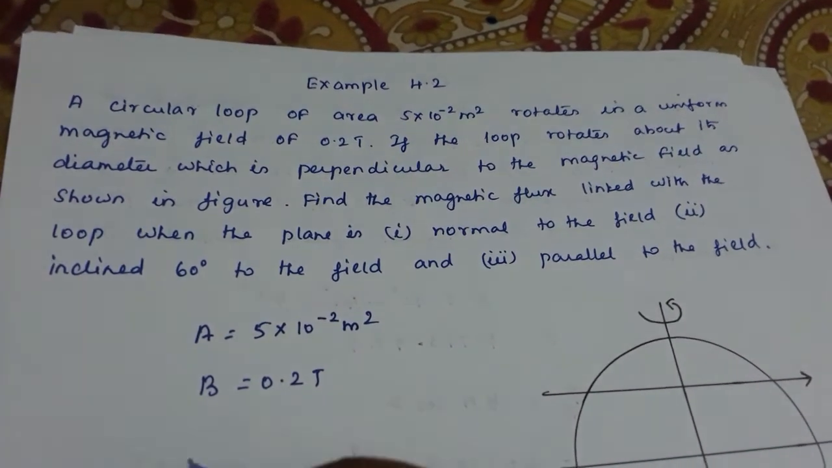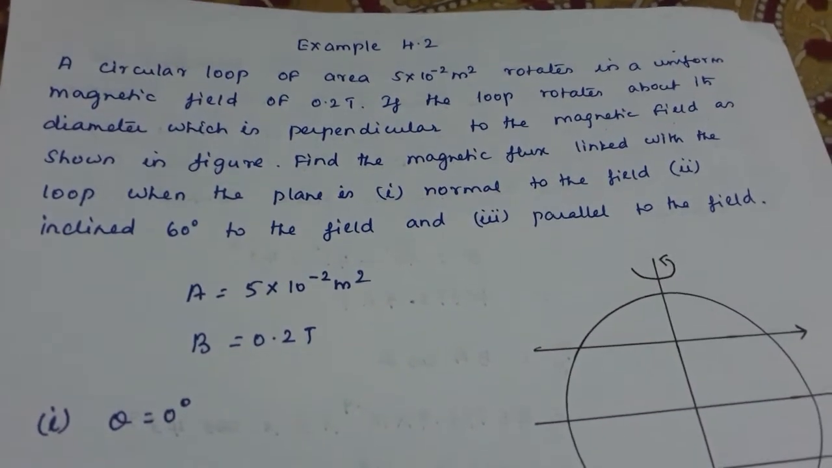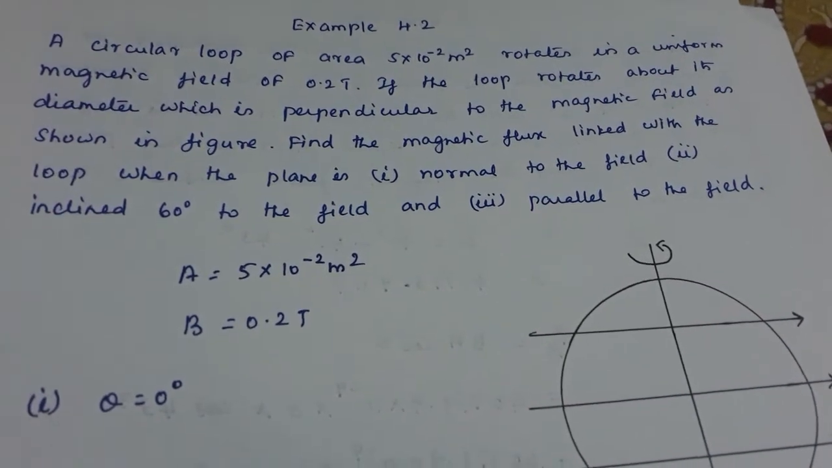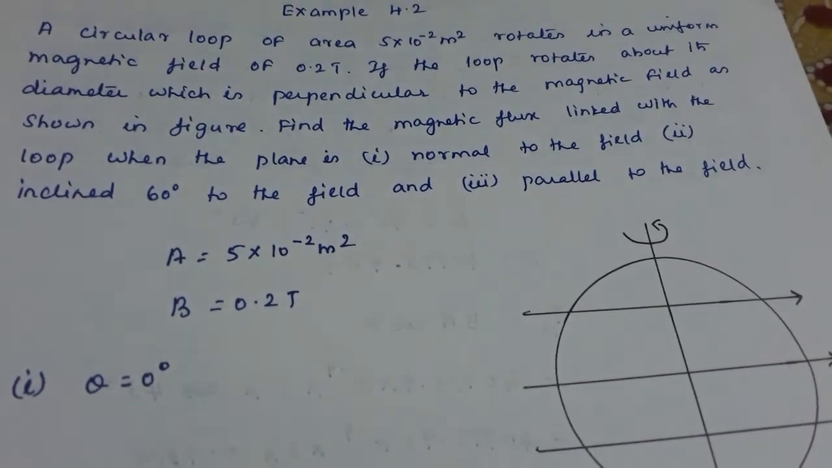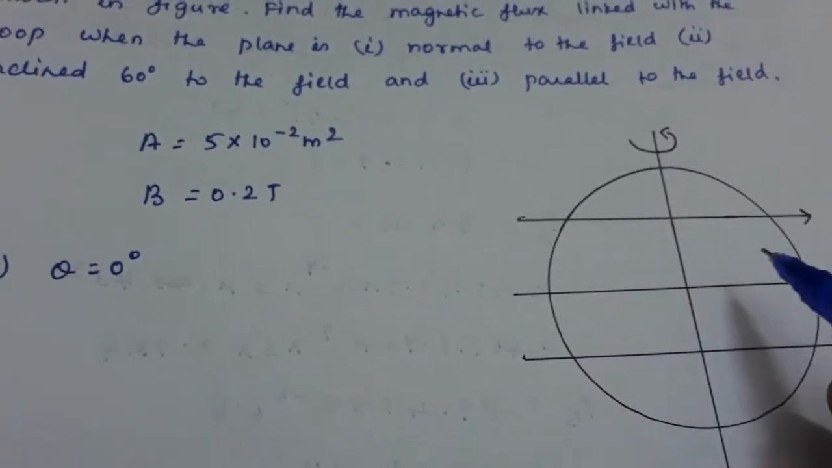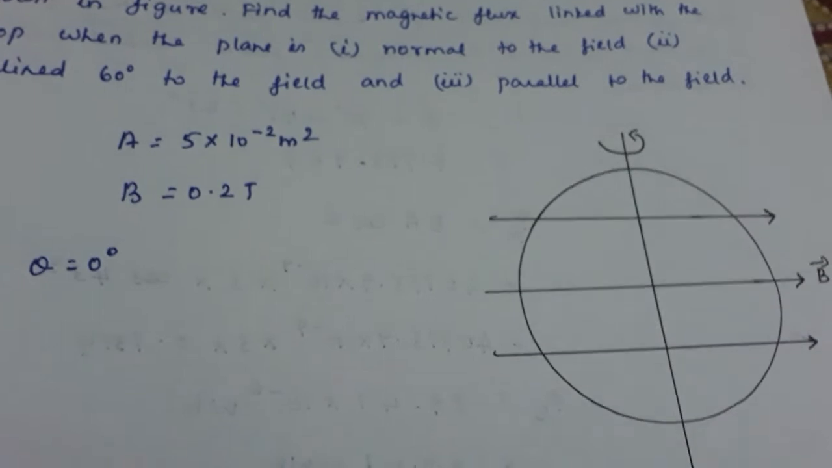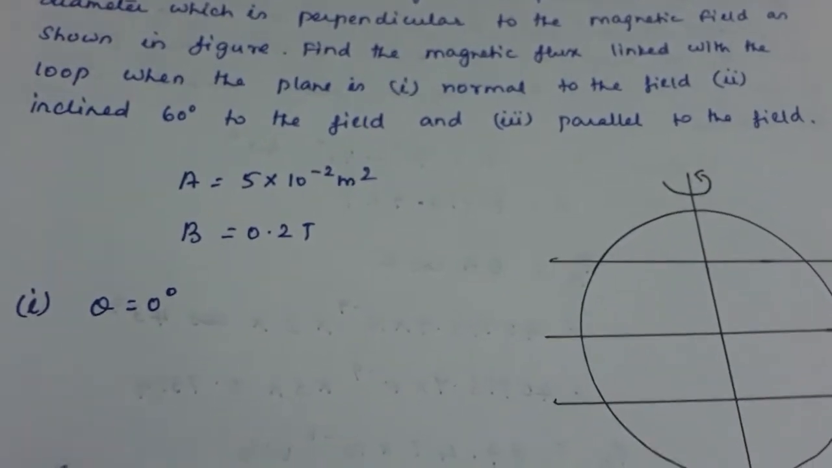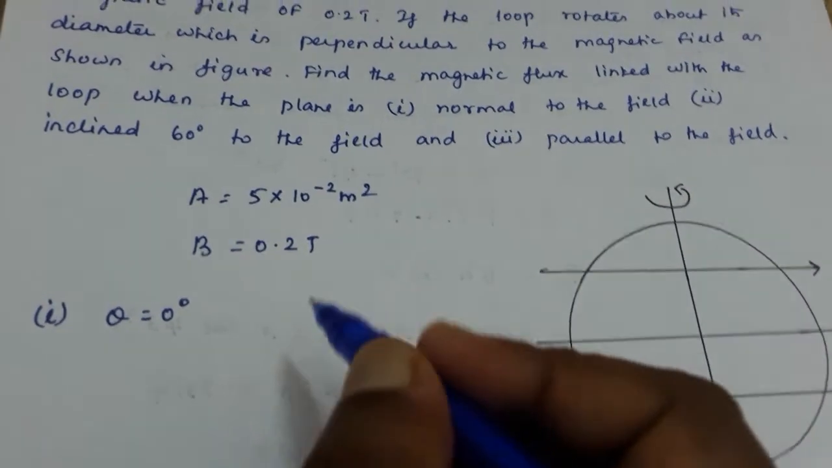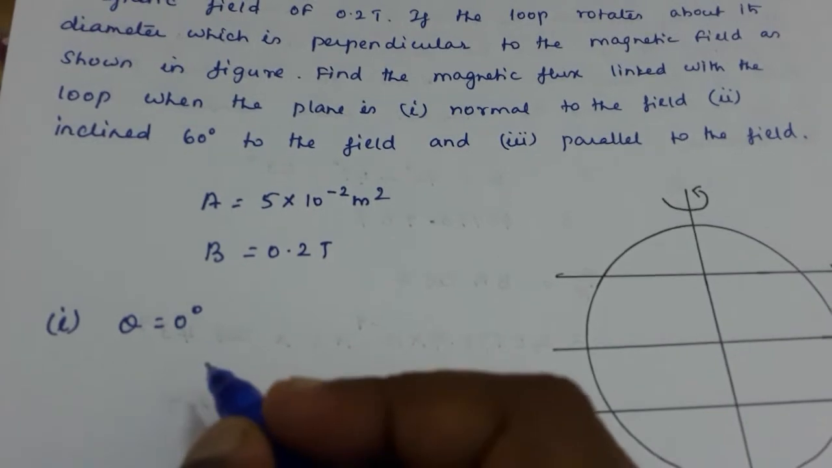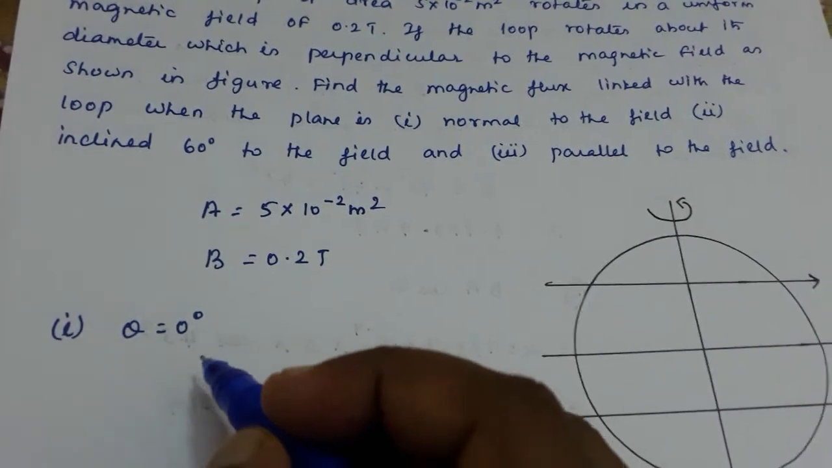First one is normal to the plane. So when it is normal to the plane, theta is equal to 0 degree. Okay. So when theta is equal to 0 degree, we should know here that theta is the angle between the area vector and the magnetic field. So the area vector and the magnetic field are in the same direction. So only theta is equal to 0 degree. Okay. But the plane and the magnetic field are normal. So theta is equal to 0 degree.